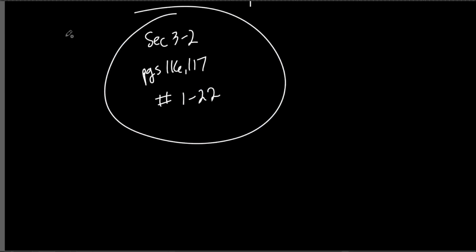Okay, so let's, I already gave you the, what do you call that thing, the lesson plan thing? But I'll write it down anyway. So we're doing section 3.2. And it's pages 116, 117. And we are doing numbers 1 to 22. 1 to 22. All right? That's your homework. Have it done for tomorrow, and then we'll review for the test tomorrow as well.